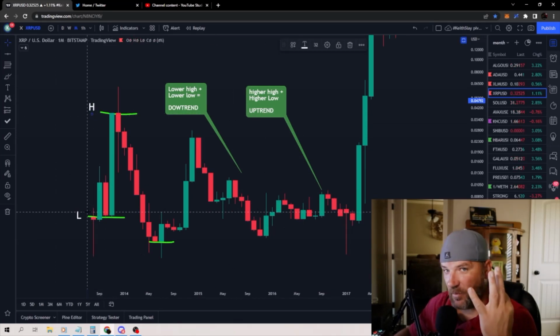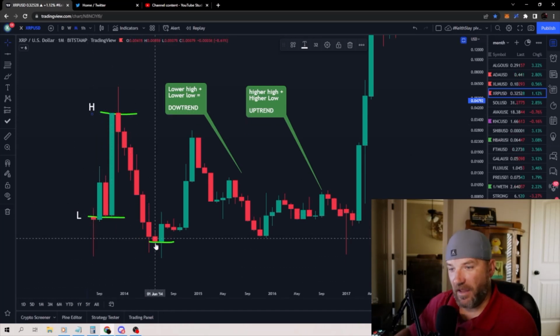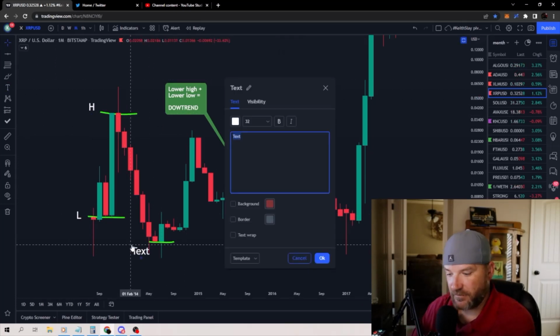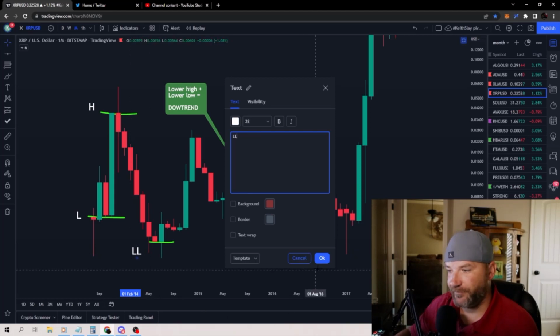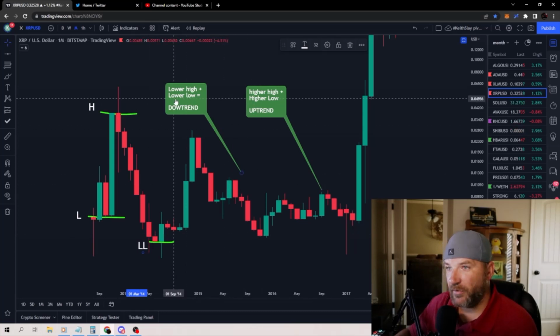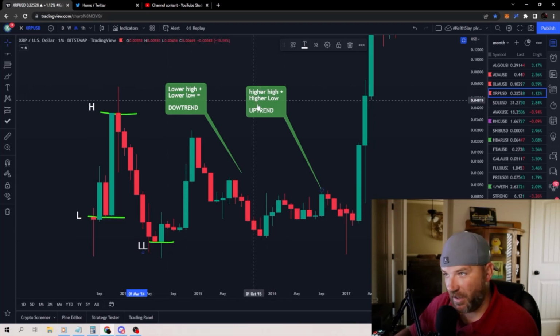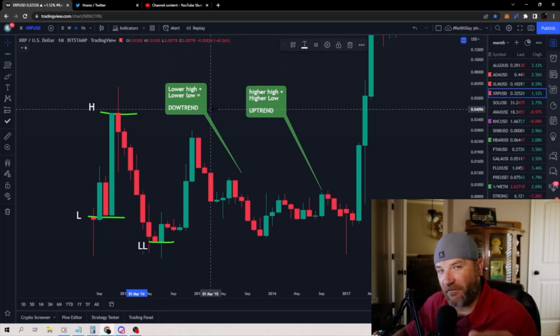We have 3 points. We have one more to identify. We have a low and then a high. And we have another low down here. However, this one's lower than the last one. So that equals a lower low. Not great. Since we now have a low, a high, and a lower low, well, which one does that go in? That clearly goes in the downtrend category. Lower low. Nothing about that over here. We have half of a downtrend.